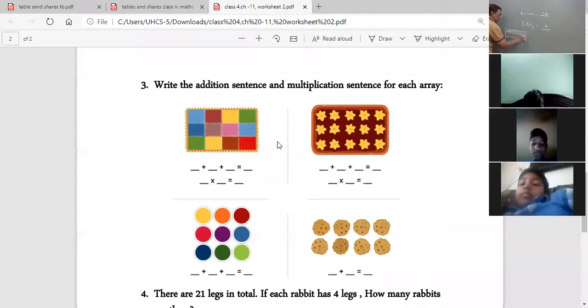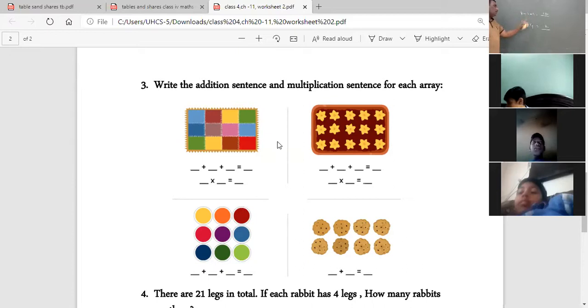1, 2, 3 rows are there. In each row you have 4 colors. So 3 fours is 12. You can do the counting. Final counting can be done using addition or multiplication, but multiplication is very easy.